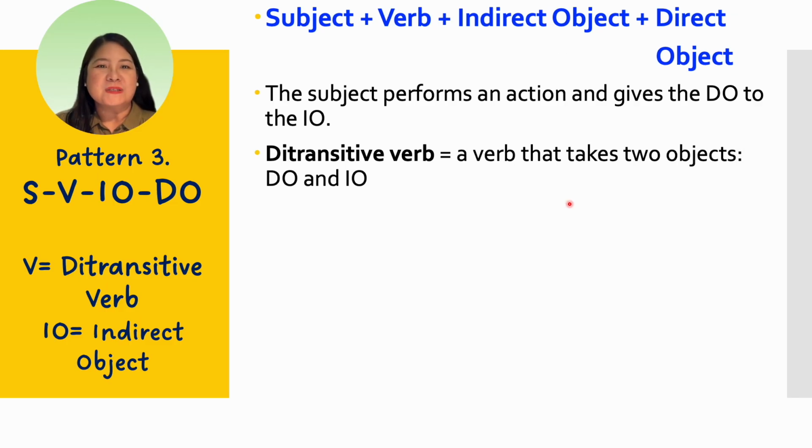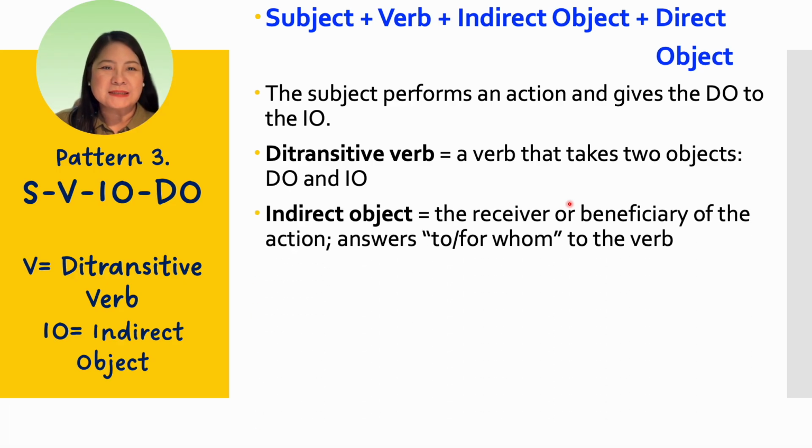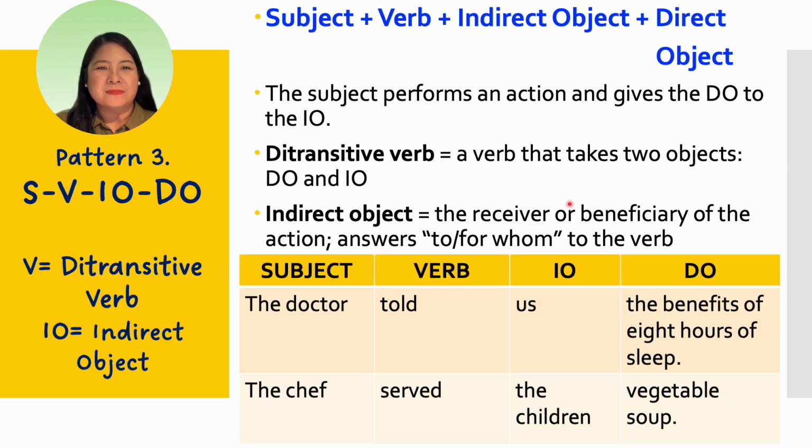Take note, the ditransitive verbs, which I have mentioned a while ago, are verbs that take 2 objects: direct object and indirect object. And of course, indirect object is the receiver or beneficiary of the action. And when we ask the verb to whom or for whom, it will tell us that this is the indirect object. Now let's take a look at these examples.